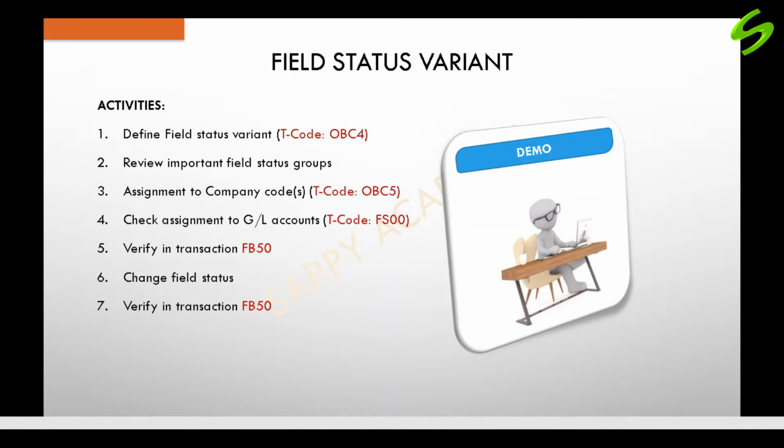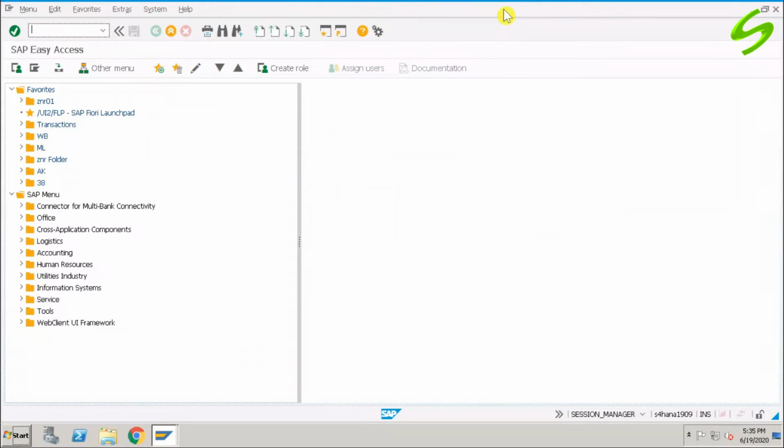Let's define the field status variant. And in the second activity, we will review some important field status variants. In the third activity, we will assign the field status variant to the company codes. And in the fourth activity, we will check assignment to GL accounts and we'll verify the field status in transaction FB50, and then we will change some field status of certain fields and then again verify the same in the transaction FB50. Now let's go to SAP and let's go to transaction code OBC4.